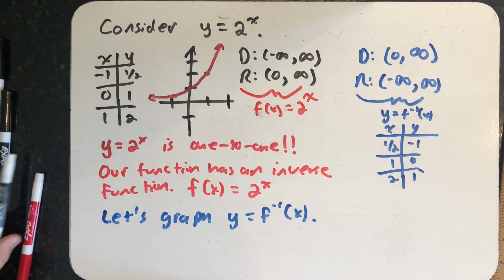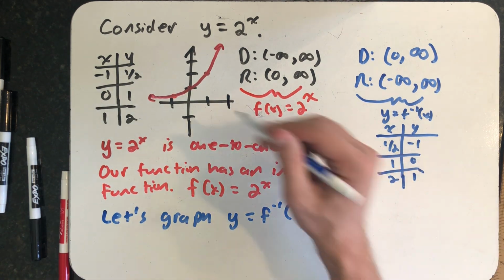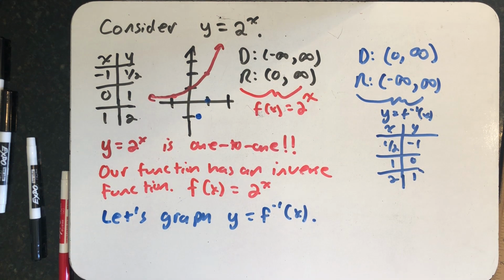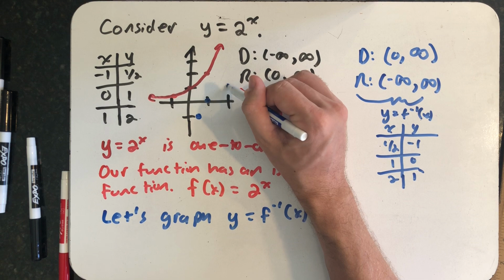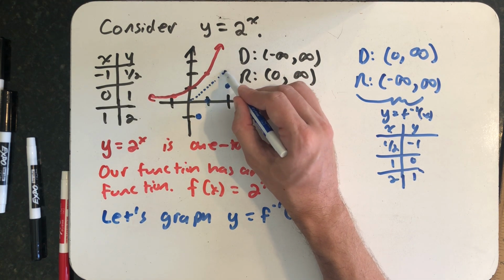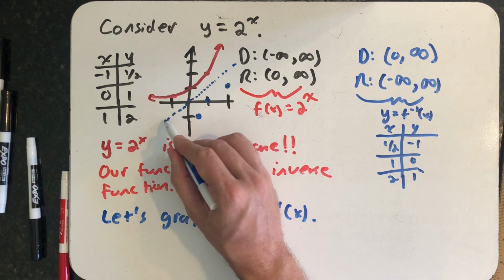So let's plot those points and see what happens. At x is 1/2, I would get out a -1. At 1, 0, I have a point on the inverse function, and at 2, 1. And I remember that inverse functions are symmetric with respect to the line y equals x, so I should graph a mirror image.